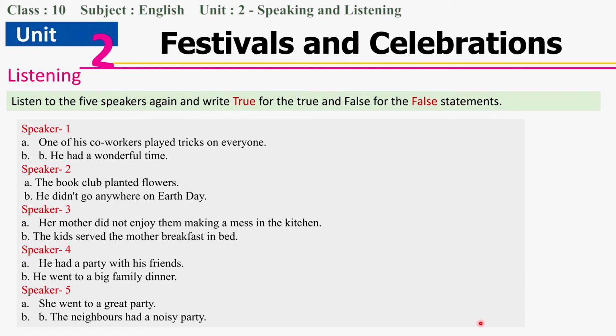Earth Day is really amazing. People spend their time helping each other and nature. Last year, my book club planted flowers around the kids' playground in the park. Then we had a picnic with lots of fresh fruits and vegetables. I hope we do something just as special this year.